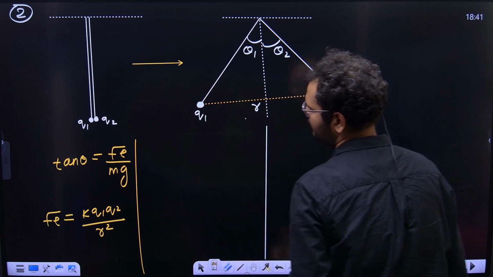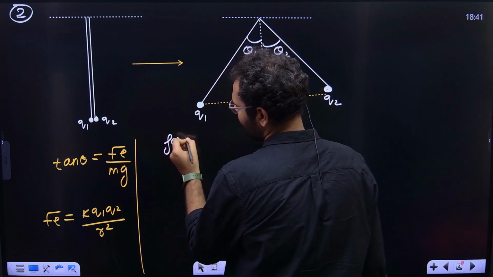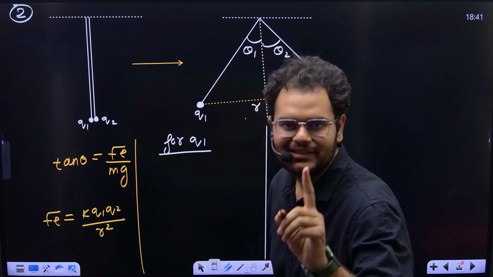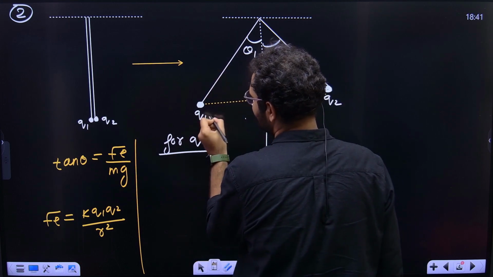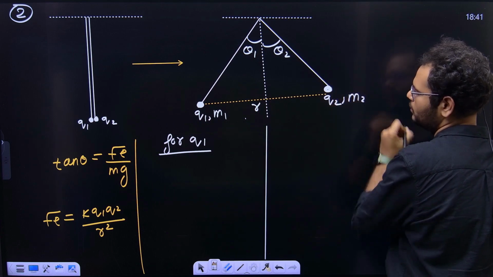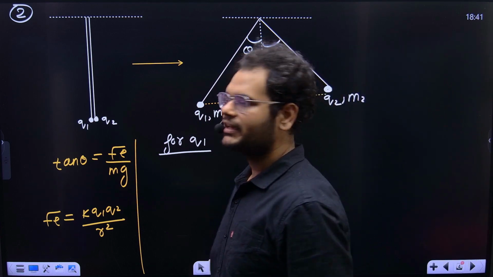One thing, for Q1, now I am not assuming that masses are equal. Okay, so let us say mass of first charge is m1 and mass of second charge is m2. You tell me for Q1 what I can write for equilibrium.